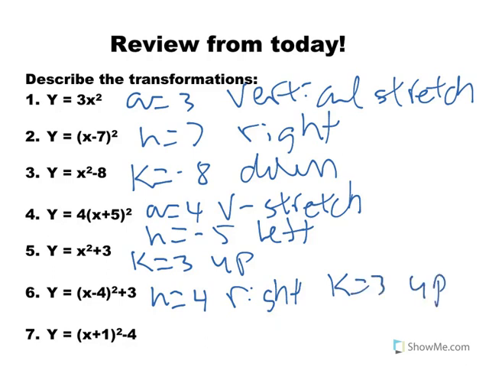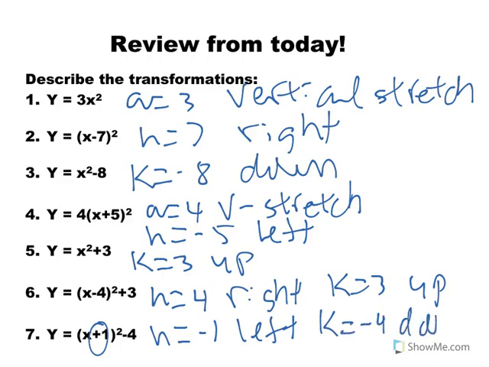And then for number 7, be careful with that. So h is a negative 1, so we're going left. And k is a negative 4, so the graph shifts down. Okay.